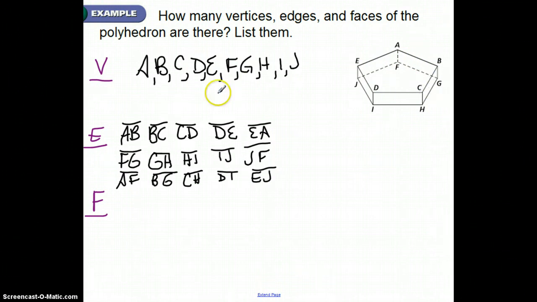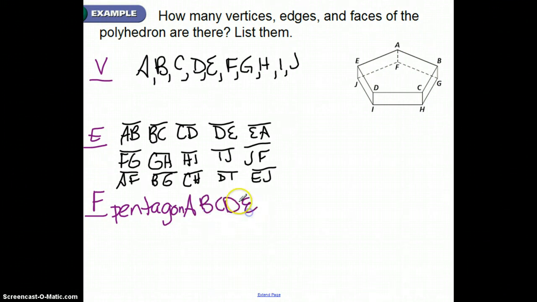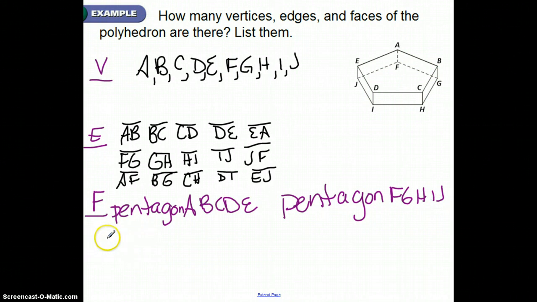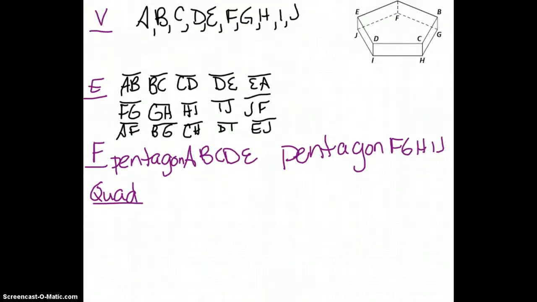Now faces. The top and the bottom are pentagons, so those will probably be the two easiest to list. So I have pentagon A, B, C, D, E, and then the pentagon on the bottom would be F, G, H, I, J. Then the sides are going to be quadrilaterals. So I'm just going to make a list of quadrilaterals here. Just know all of the ones that I mark are going to be quadrilaterals here.